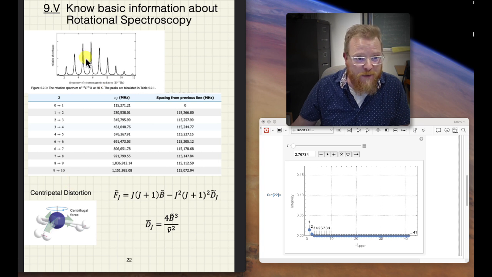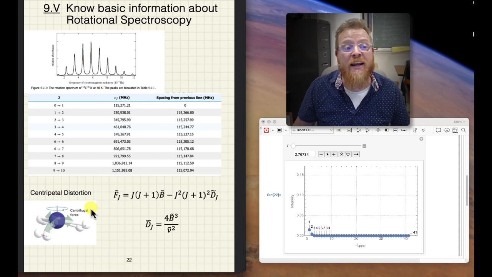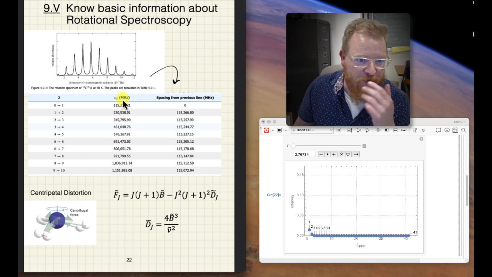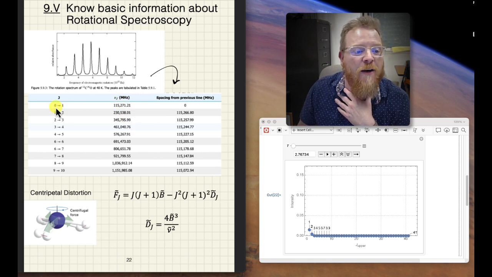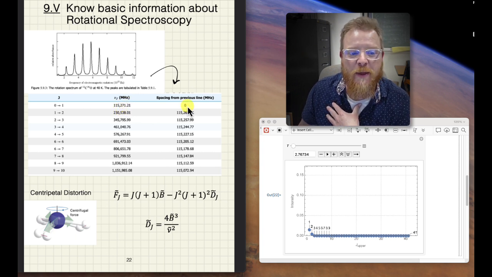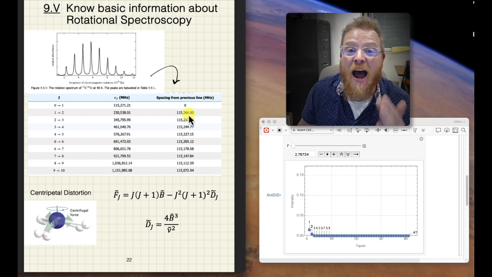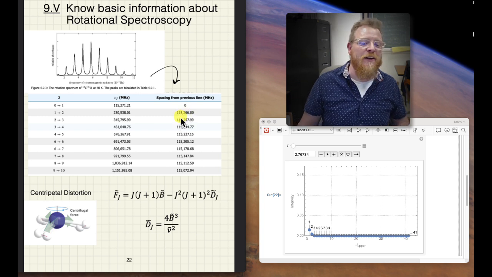So here is the same spectra and the tabulated data from this spectra. So this is the same as this stuff down here. Now if we look at this, the value in megahertz of the first level is approximately 115,271 megahertz. So spacing from that previous line is 0. But now as we go up to the next level, you can see the spacing is given as 115,266. When we go up to the next level, it's not identical, even though I just said it was identical.